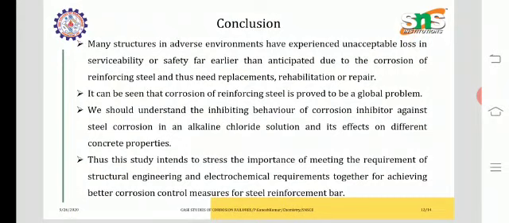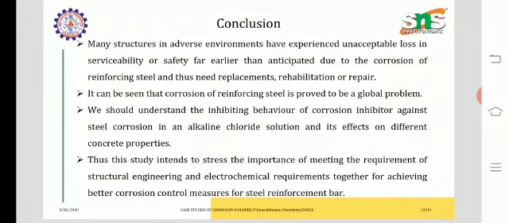in the serviceability or safety earlier than anticipated due to the corrosion of reinforcing steel, and thus need replacement, rehabilitation, or repair. So the many structures, as we see now, have been corroded or damaged mainly because of the environments. Having experienced unacceptable loss, the safety of the structure has to be considered. These structures have to be rehabilitated or replaced.